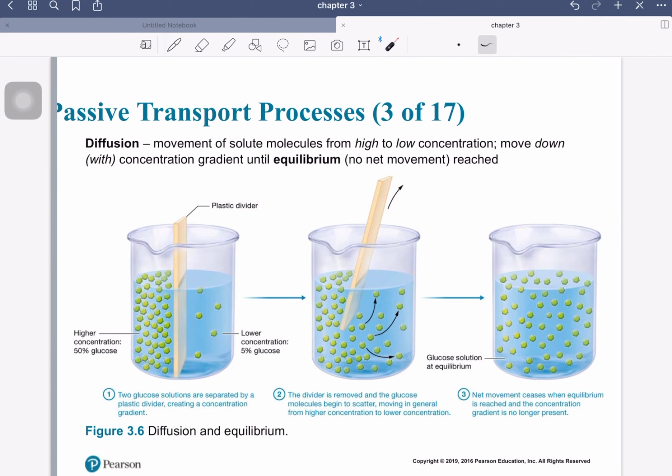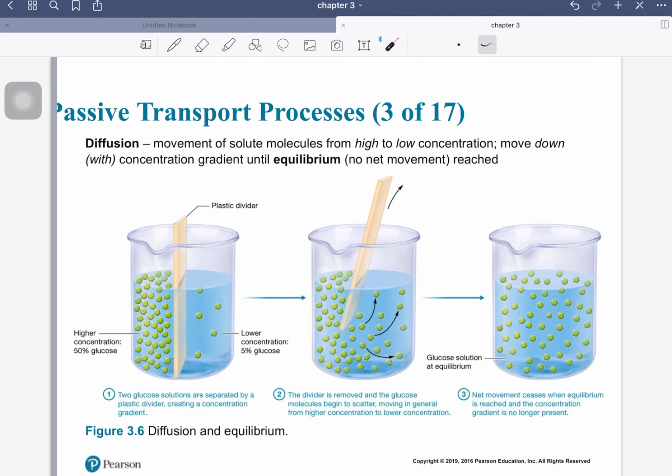Now, here's the example they're showing you of diffusion, movement of a solute from, the keywords are, high to low concentration. When things do that, we say that they move down their concentration gradient. So when things move from an area of high concentration to an area of low concentration, it's moved down its concentration gradient. And this only happens until we reach equilibrium. Now, equilibrium does not mean there's no movement, that everything's frozen at that point. Untrue. It just means there's no net movement.